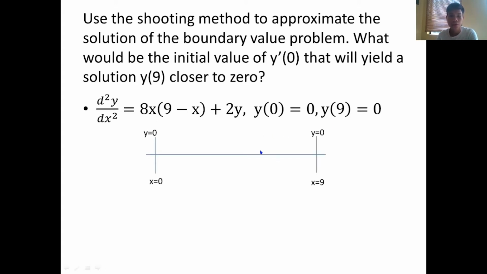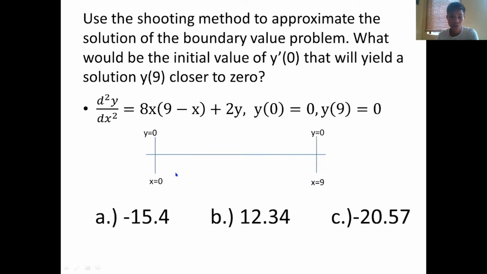And then what we are asked here is to find the value of what would be the solution that would yield value of y at this point, which is x equals to 9, using this boundary from x equals to 0 and up to the x equals to 9. Would it be A, negative 15.4, B, 12.34, and C, negative 20.57?